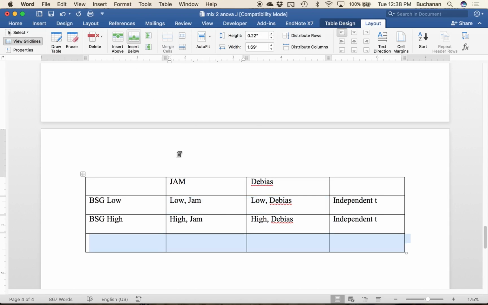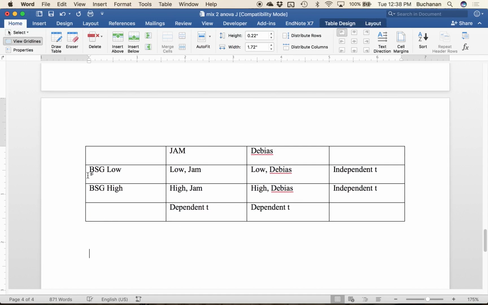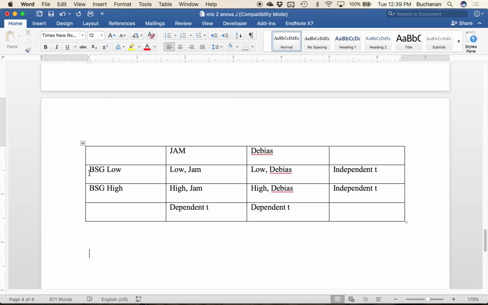Now if I'm going to go down, going this way, I'm looking at just the jam group, low versus high. That's a dependent T, because participants got both low and high words. And so this sort of chart may help you figure out which type of test to run. Because it seems like, okay, I'm picking BSG, so it must be dependent T. And that's actually not true.